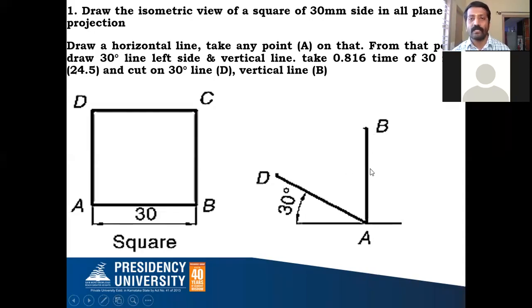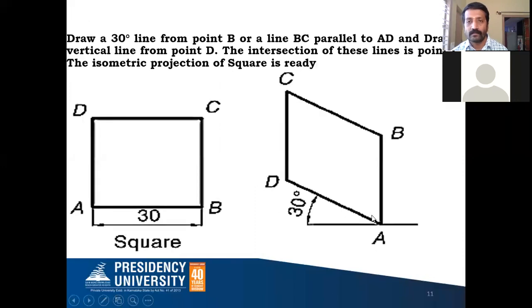Now to complete this, from point D you draw a vertical line, or else parallel to AB. You draw a vertical line like this from point D, parallel to AB, and from point B you draw a parallel line to AD, or a 30-degree line from B like this. See, draw a vertical line like this parallel to AB, draw BC, that is the 30-degree line like this, or else a parallel line to AD. Wherever these two lines intersect, call that C. So your square in a different position is ready.